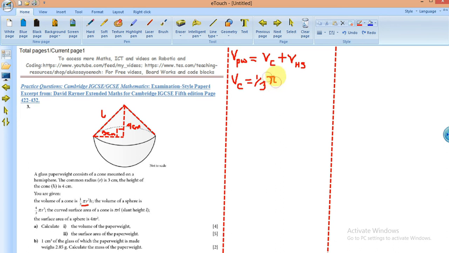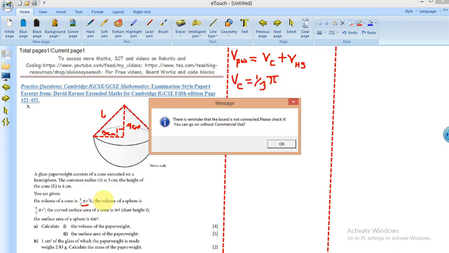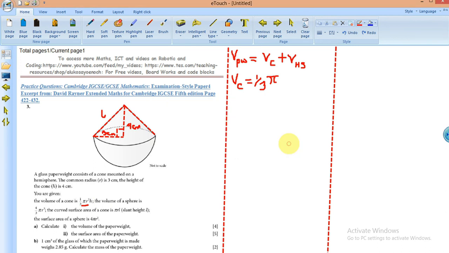Okay guys, don't forget you have the volume of the cone already, and it's given here: one third pi r squared h. So I'm going to retain my pi, since it is an irrational number, so I will use the calculator pi. Okay, so I have 1 over 3 times pi, the radius is 3, so 3 squared, that is 9, times h.